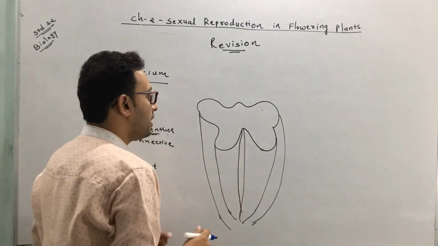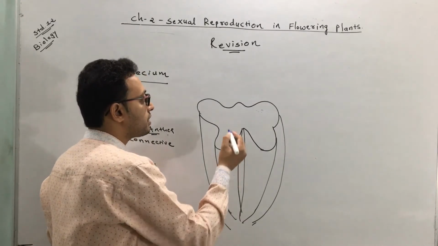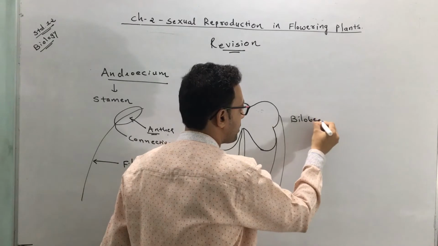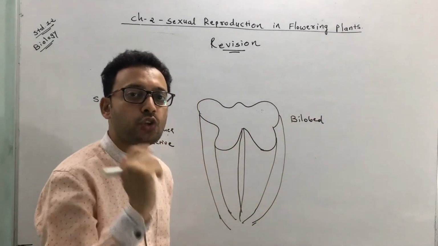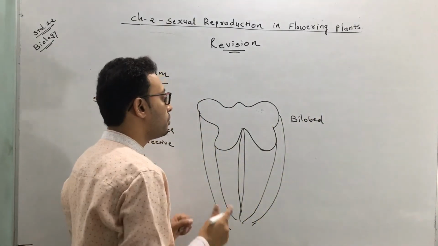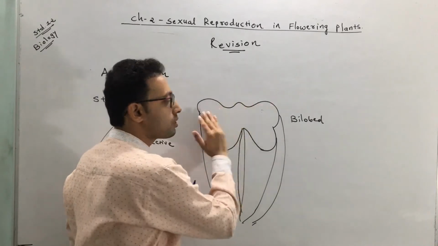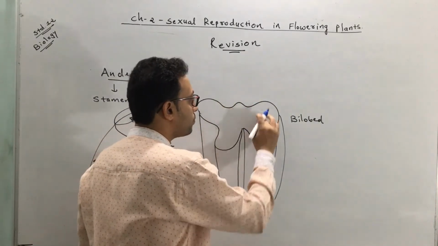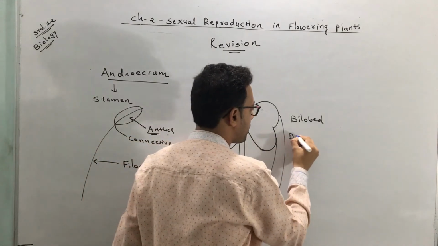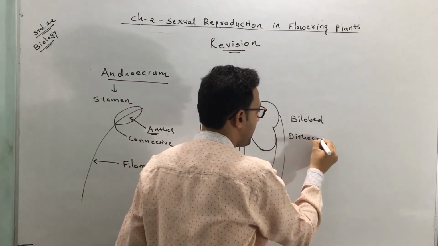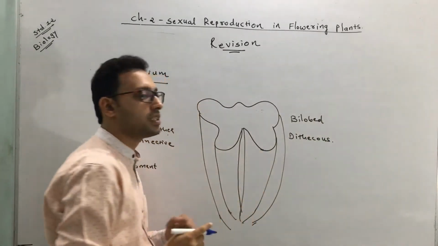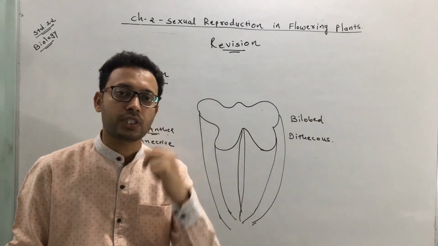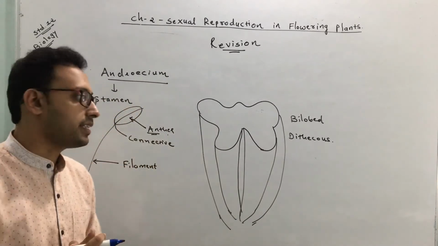The anther is a bilobed structure. Bilobed means how many lobes does it contain? 2 lobes are present. In each lobe, how many theca are present? 2. So that's why this structure is called dithecous. Because each lobe contains 2 theca, this structure is called dithecous.